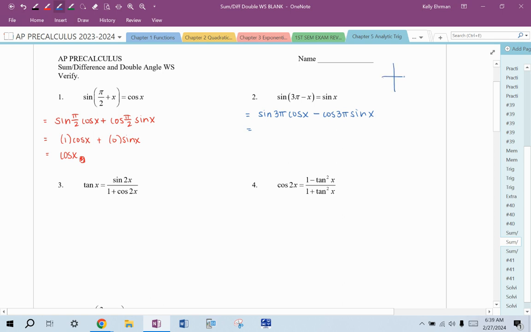Sine of 3 pi. Now, 3 pi is more than a full circle, right? A full circle is 2 pi. 3 pi, or really any odd multiple of pi, will be in the same position as regular pi. So you should be using the coordinate -1, 0 here. So the sine of 3 pi is 0 times cosine of x, minus the cosine of 3 pi, which is -1, times the sine of x. So the 0 term will go away, and then we get positive sine x right here.